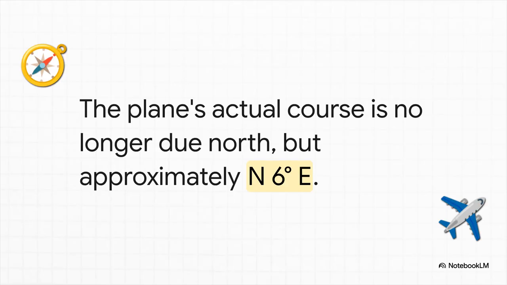But speed is only half the picture. The direction that diagonal points tells you the plane's true course. It's not flying due north anymore. That wind has pushed it off course. The angle of that diagonal shows us its real heading is now about 6 degrees to the east of north. And trust me, for a navigator trying to cross an ocean, a 6-degree error is a massive deal.